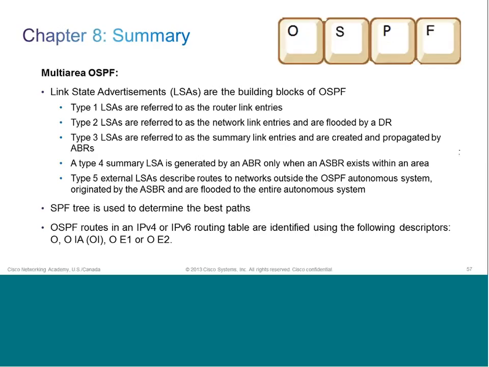Type 2 LSAs are referred to as the network link entries and are flooded by a designated router. So you will only see these in multi-access networks. Type 3 LSAs are referred to as the summary link entries and are created and propagated by area border routers. So don't forget, the area border router will collect the type 1s and the type 2s and share those with other areas as a type 3.